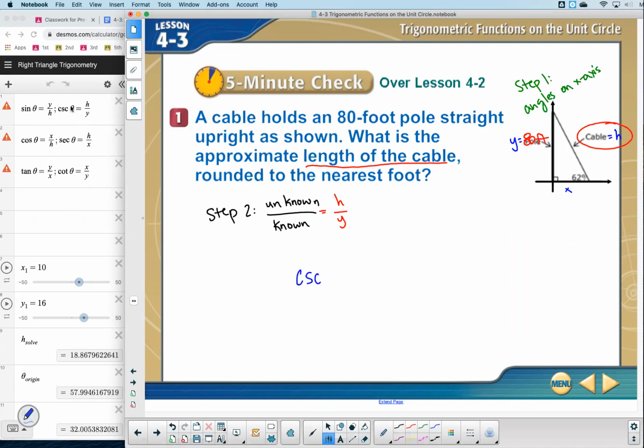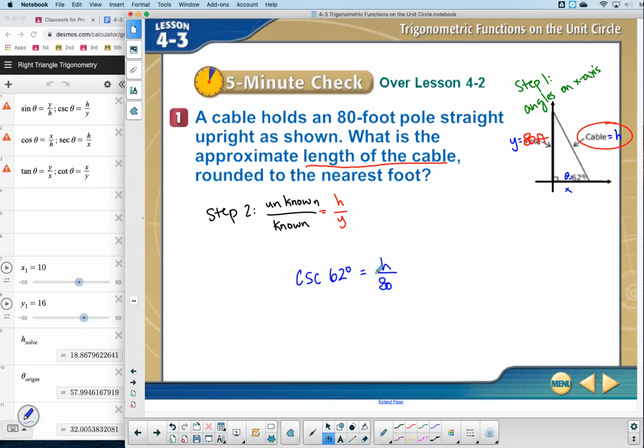Who said CSC? The angle is always the x-axis angle. You're going to choose this 62, not the 90, by the way. So the x-axis angle that's not the 90, that's going to be right there, our theta. So cosecant of 62 degrees equals the unknown h divided by our known y, which is 80. And if you set it up this way, you're always one step away from solving. To get h by itself, right now it's being divided by 80.